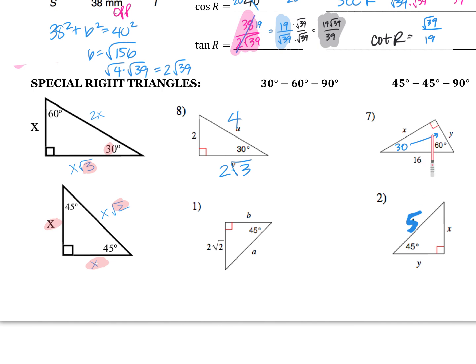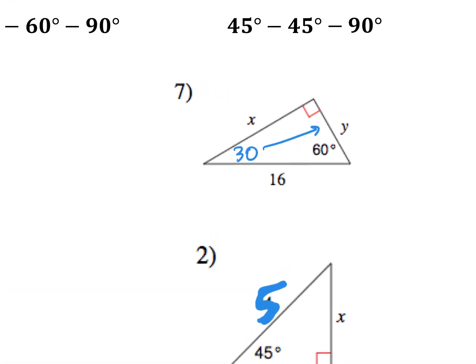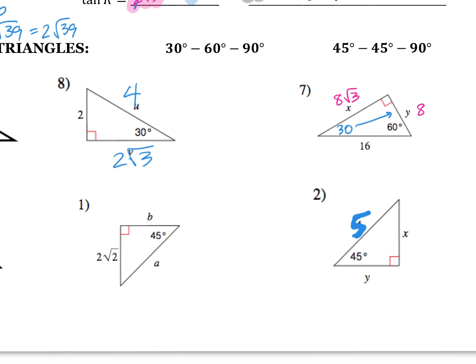16 is across from my hypotenuse. 16 is my 2x side. So what's my shortest leg going to be? 8. And would I label that on my x or y? Yeah, it's across from the shortest leg. Across from the 60 is always the shortest leg times root 3. So my x in this case would be, you got it. Sound good?